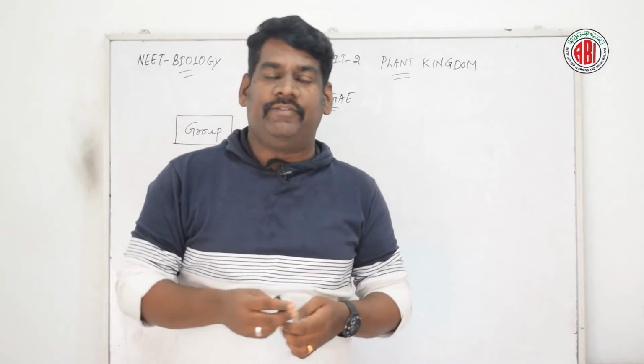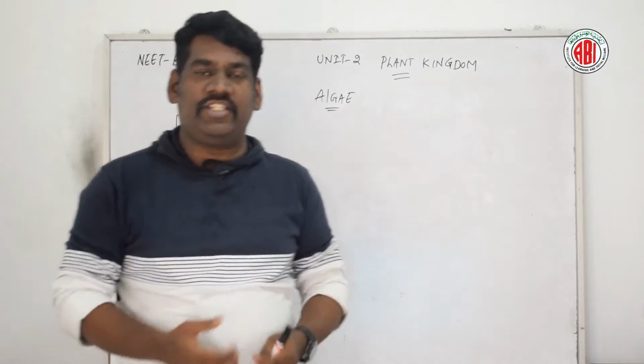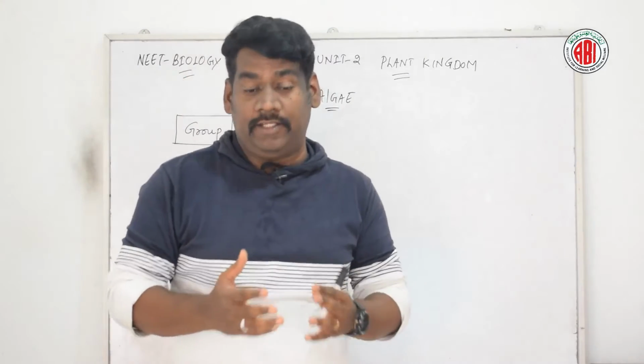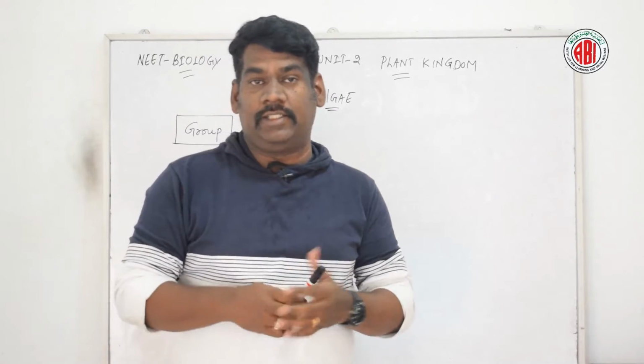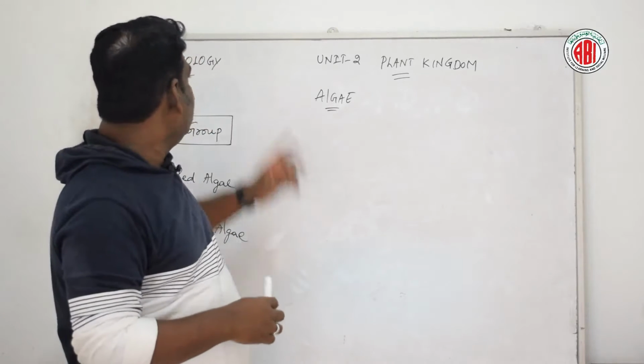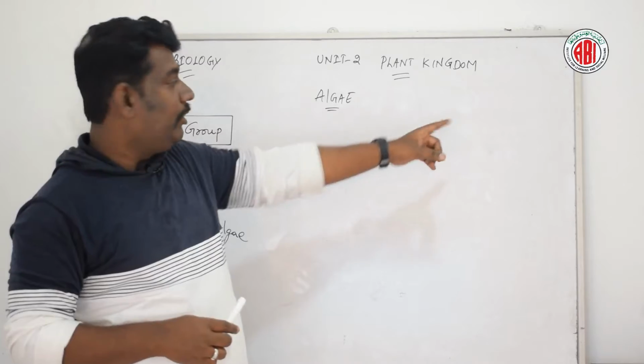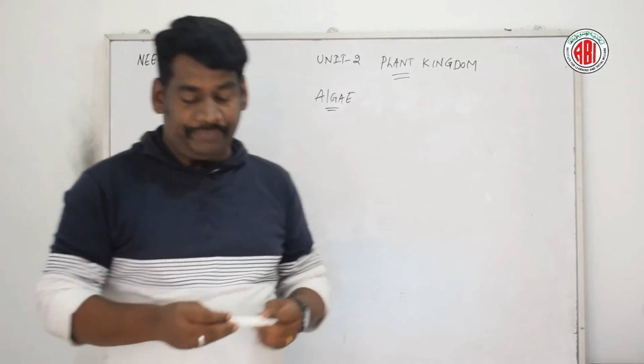Based on that, we are discussing NEET biology and NEET chemistry, each and every chapter in detail, and also we are discussing the practice numericals. In that category, today we are going to discuss NEET biology, plant kingdom, unit 2, algae in detail.